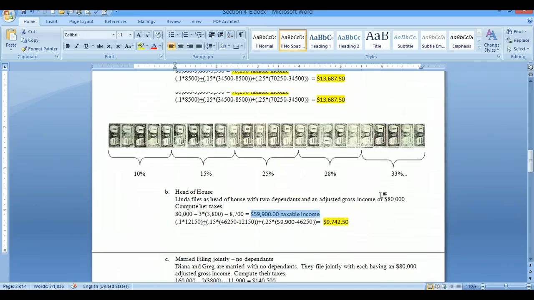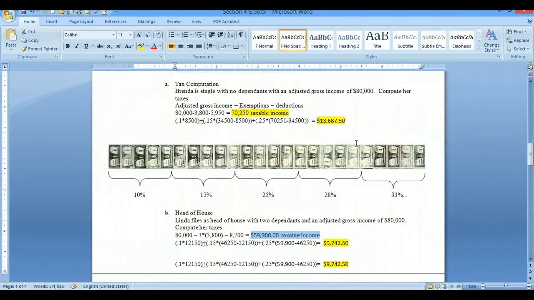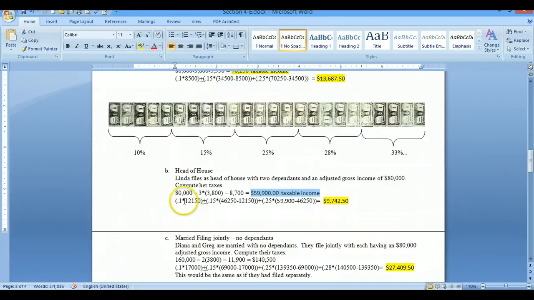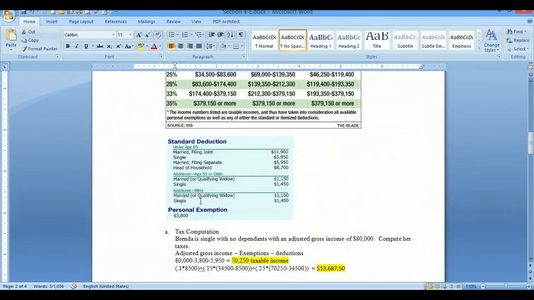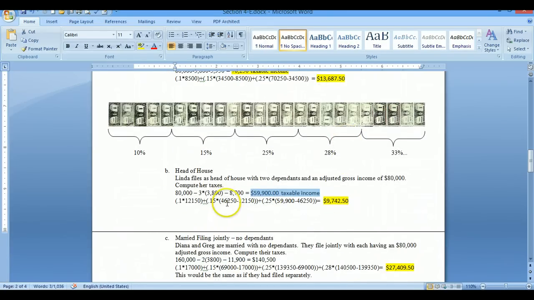And we subtract that deduction, and we now have her taxable income of $59,900. And because she's head of household, we have a different money set up for the margins. So for her, her first 10% comes off of the $12,150. So I do 10% of the first $12,150. Then next is 15%, and this goes up to the $46,250. So I'm going to take my $46,250, subtract what we've already been taxed on in the 10%, which is the $12,150. Now the next tax bracket is 25%.